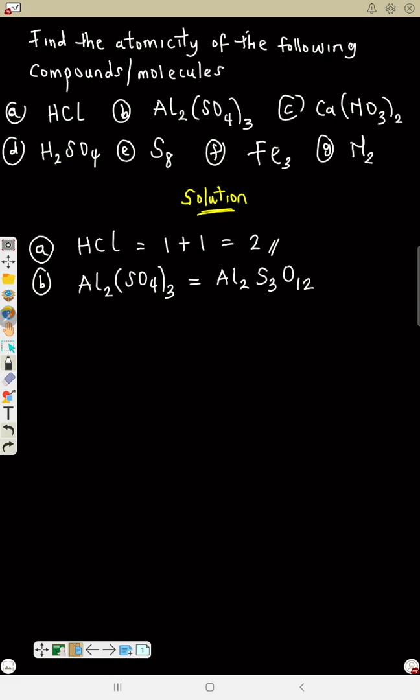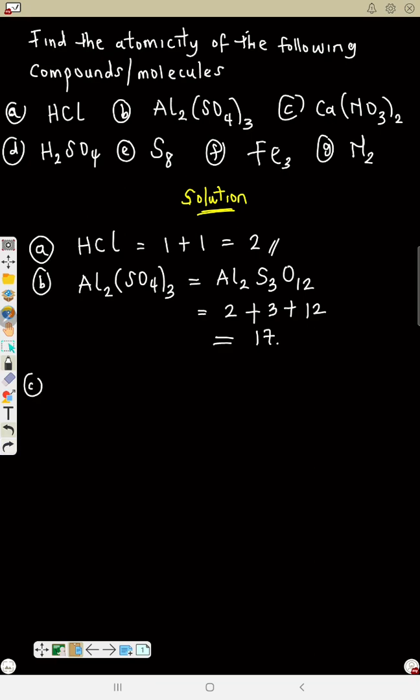So now, how many aluminum? We have 2. How many sulfur? We have 3. How many oxygen? We have 12. We are using the numbers here to say the numbers we have. So now add everything: 2 plus 3, 5, plus 12, 17. That means the atomicity of aluminum sulfate, that is Al2(SO4)3, is 17. So we are through with that one too.